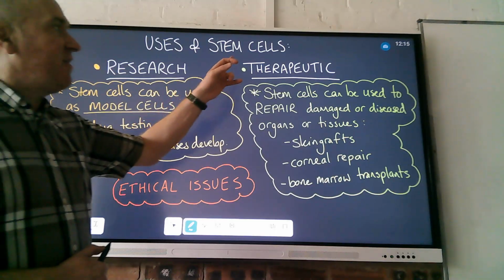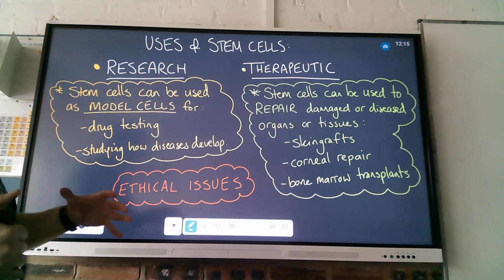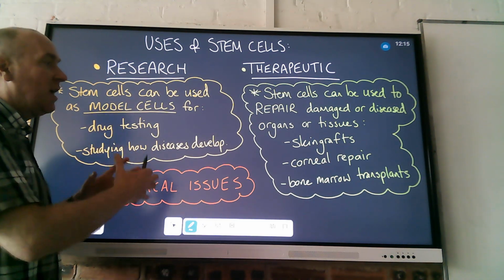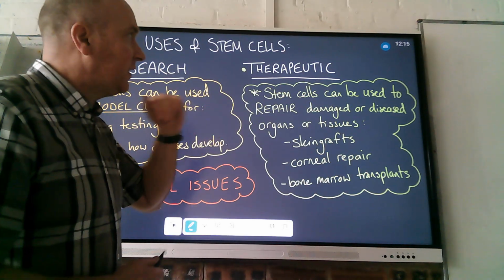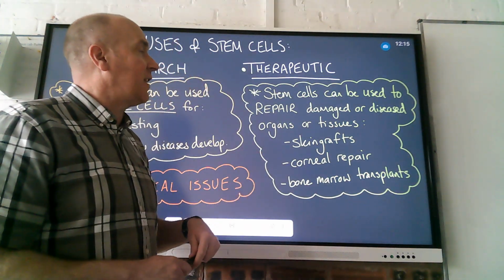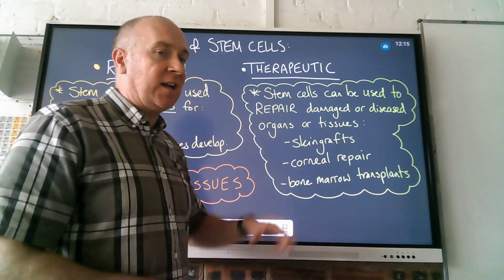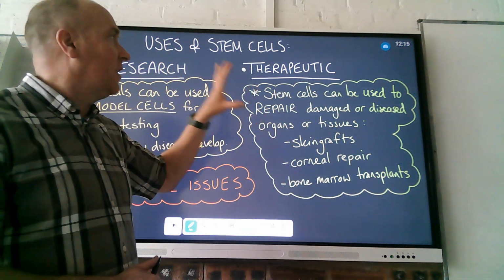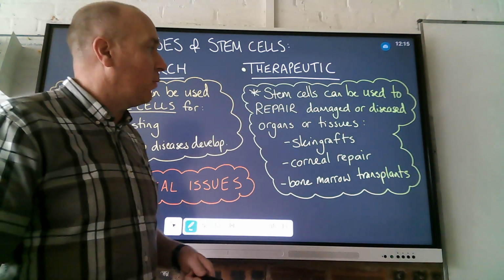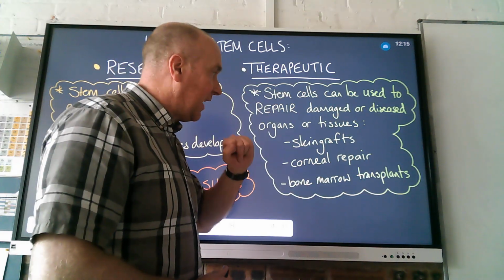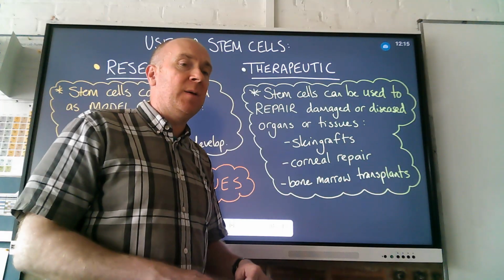Stem cells can also be used therapeutically. So try and remember, when it comes to research, remember drug testing, remember studying how diseases develop, and remember the ethical issues. There are a lot of benefits for using stem cells in research. Stem cells can be used therapeutically to repair damaged or diseased organs or tissues. Try and remember that phrase. And give some examples: skin grafts, corneal repair and bone marrow transplants are all good examples of stem cells being used therapeutically.